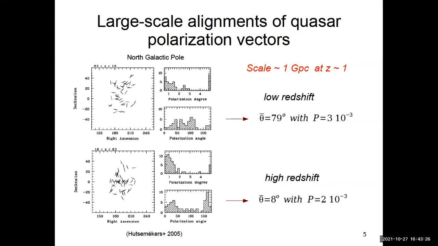So at such scales, which are around 1 gigaparsec at redshift about 1, we would clearly expect to have randomly distributed polarization vectors.